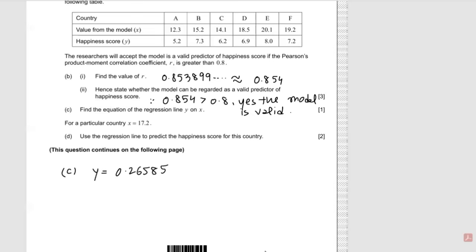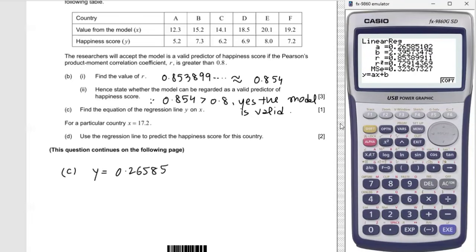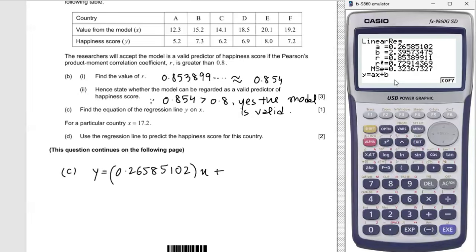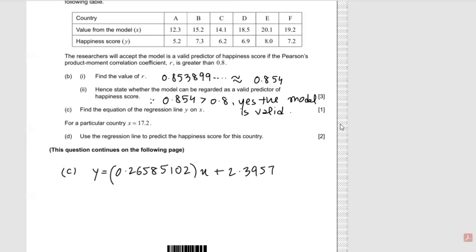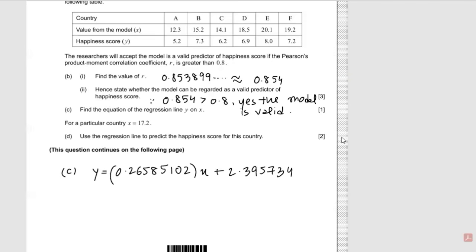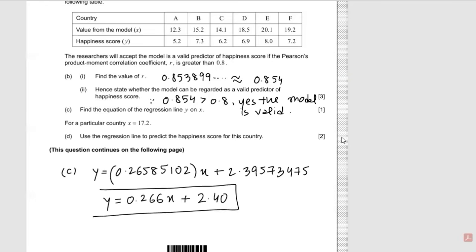0.26585. What is this? That's the value of the slope, right? 0.265855102, let's keep that as well. So that is x plus what is the b value, which is the y-intercept of the model, 2.3957, and I can note down 3475. Okay, that's it. So you can give your final answer as a 3 significant figure rounded one, but do use the unrounded, the bigger values, to accurately find the next parts, right? So this is part C.